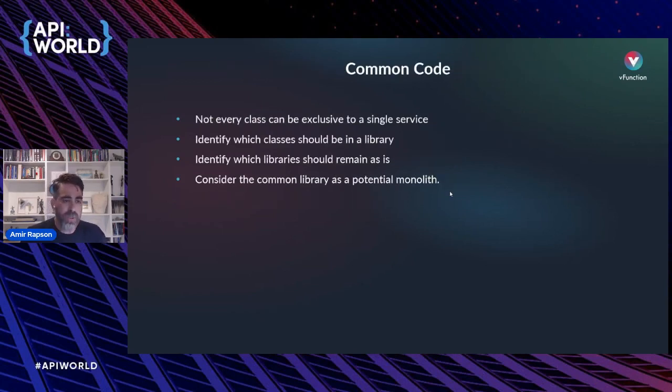Common code is another key element of figuring out the right architecture, and another key element for an algorithm to find a good decomposition of a monolith into services. Not every class can be exclusive. And I'm not just talking about string utils. It could be your own common code. You need to identify which classes in your application are these common classes. It's not a simple task, but these common classes are exactly what tie your code together and create dependencies.